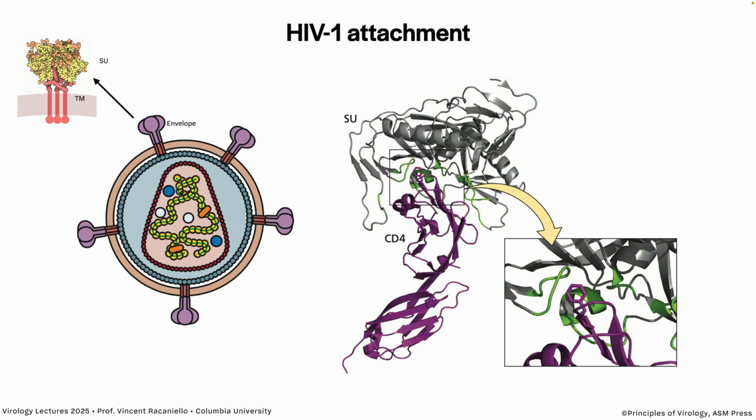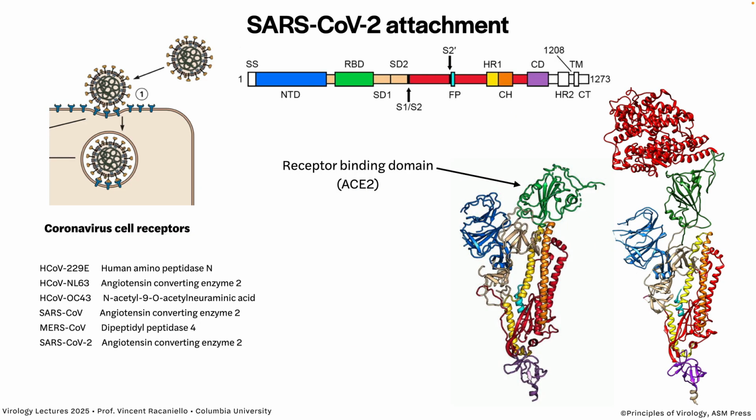Actually, there's a pocket in the glycoprotein of the virus right up here. It's expanded down here. And there's a tyrosine in CD4. You can just see the tyrosine there. That's essential for binding. If you change that tyrosine, it won't bind anymore. It's quite remarkable. So those are just different ideas of how viruses attach to cell receptors.